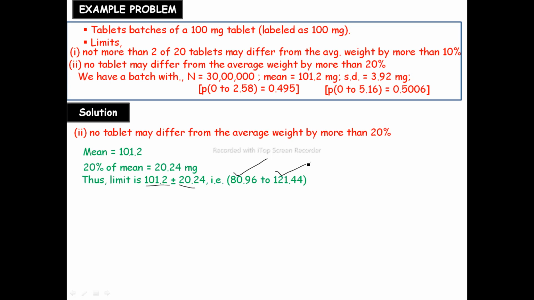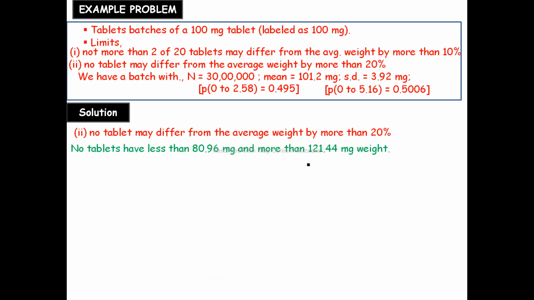So all the tablets should be within this limit. No tablet should go beyond this limit. This is our requirement, the limit that we need to check. So no tablets should have weight less than 80.96 mg or more than 121.44 mg. So we'll again have two parts: we'll check whether the tablets are weighing less than 80 mg, and second, whether the tablets are weighing more than 121 mg.